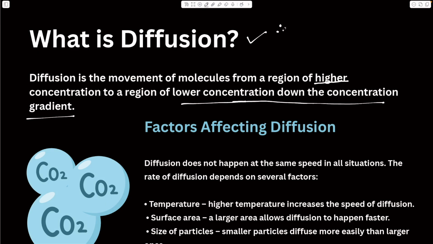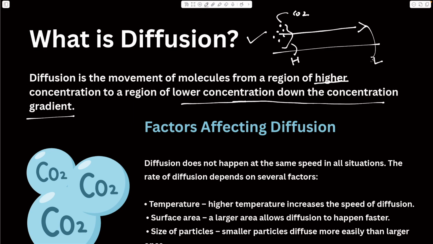There are 5 molecules of CO2. For example, this is a molecule of CO2. Okay. However, over here, there are no molecules of CO2. We can say this has high concentration, right? This has high concentration and this has low concentration or zero concentration. So these molecules will move from here to here, higher concentration to lower concentration.